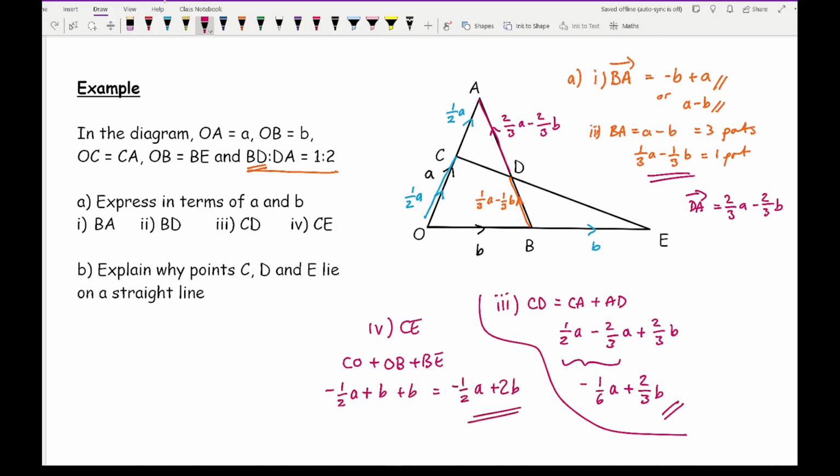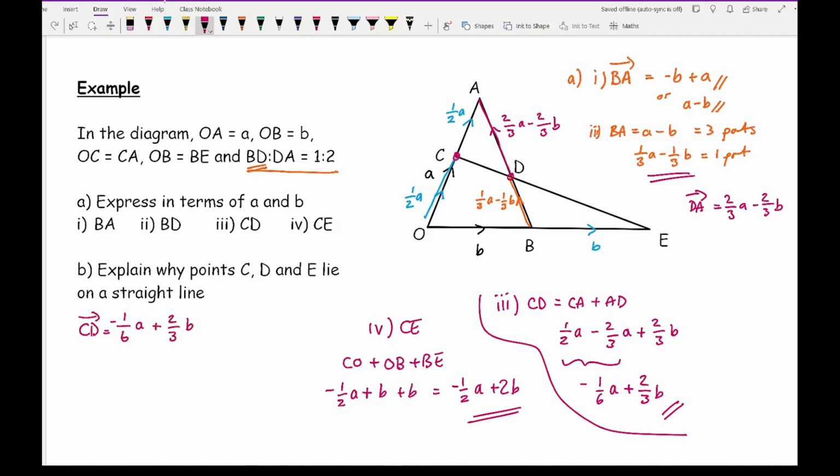And there we go. Now the next one in terms of B, it says explain why points C, D and E lie on a straight line. So for this, what I want to do is I want to first of all work out what C to D is, which is our answer in part 3. So that's minus a 6th A plus 2/3 B.